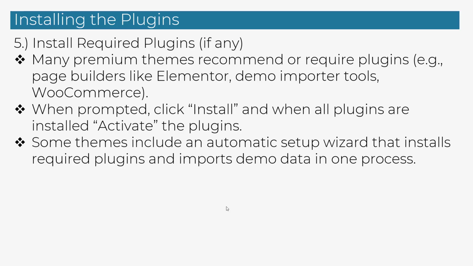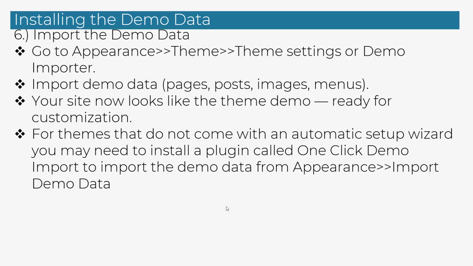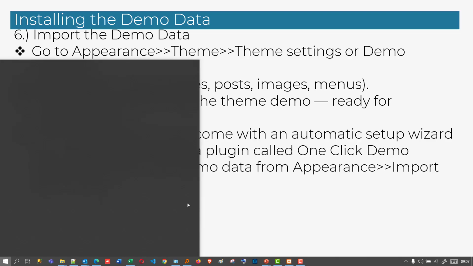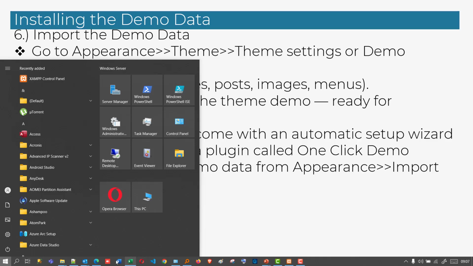So after we are done with the plugins, we are going to go and install the demo data. So to import the demo data, of course now with our wizard, it's going to import. So we are going to import the demo data. And now the site will look like the main theme that is online. For themes that do not come with an automatic setup wizard, you may need to install a plugin called one-click demo to import the demo data. But for our case, let's just see where it has reached.